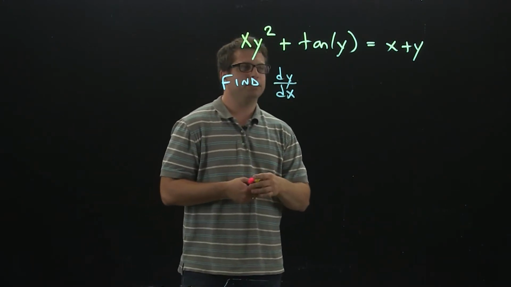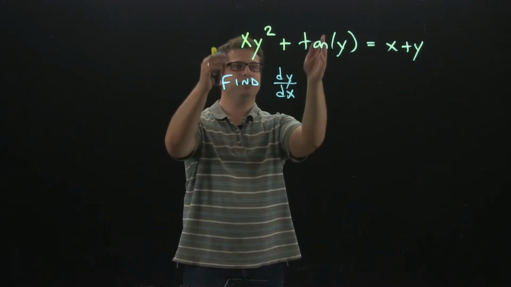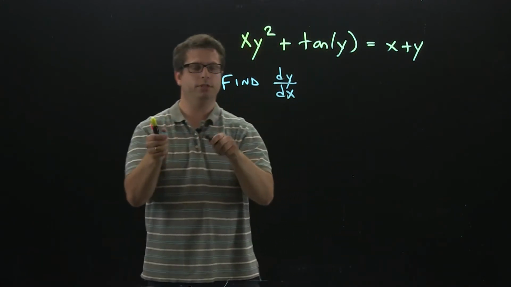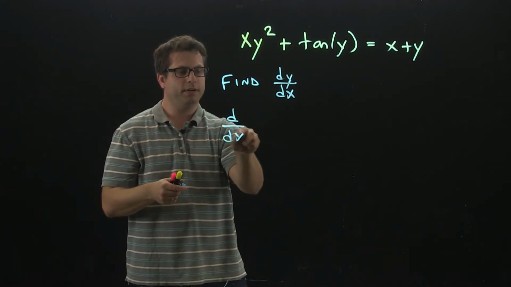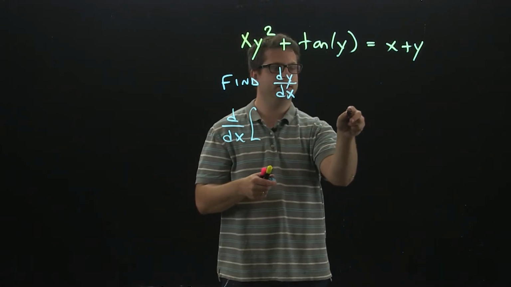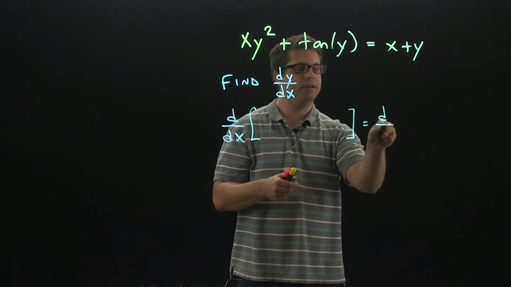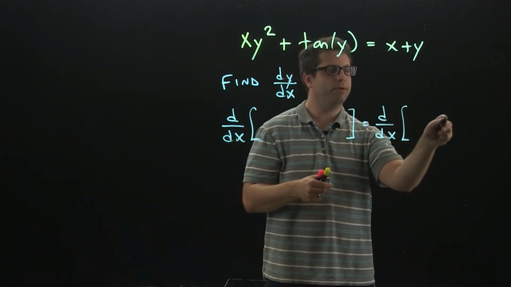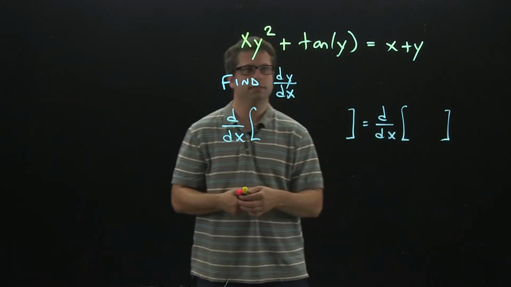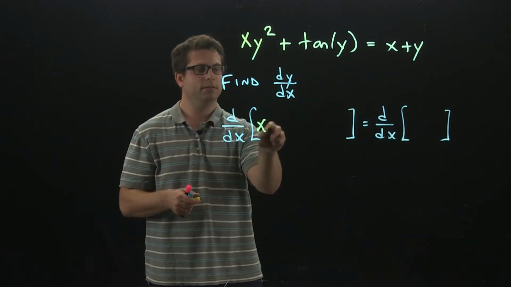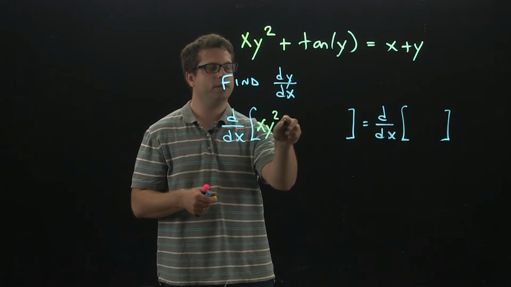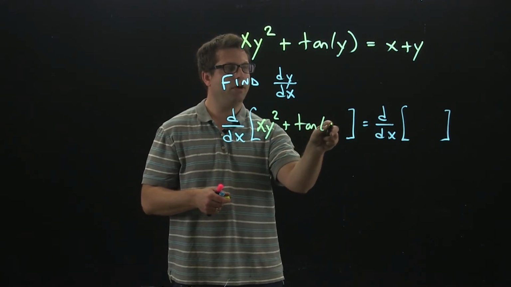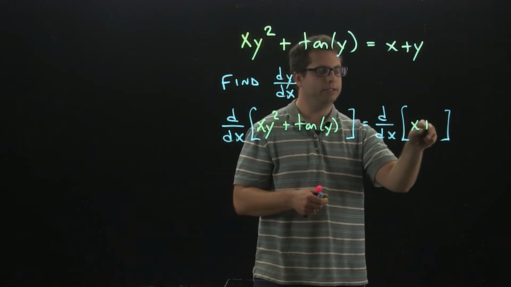Now when we start off this problem, I have to differentiate both sides. So I'm going to take the derivative of the left-hand side and then the derivative of the right-hand side, both with respect to x. So we have xy squared plus tangent of y, over here x plus y.